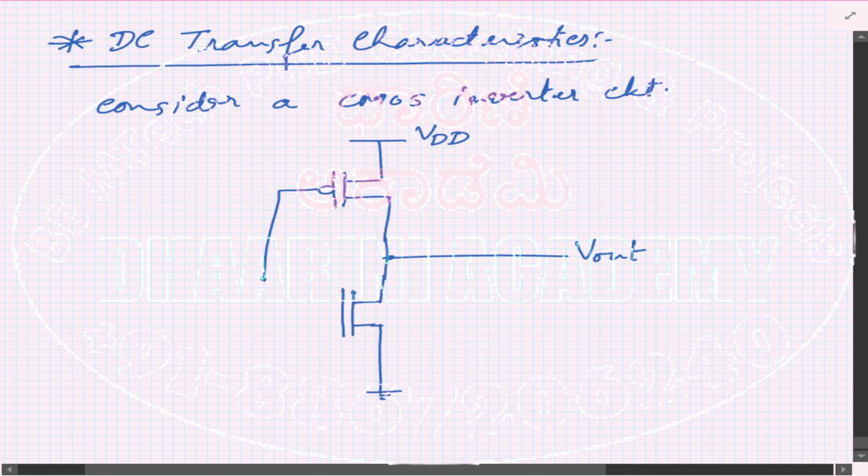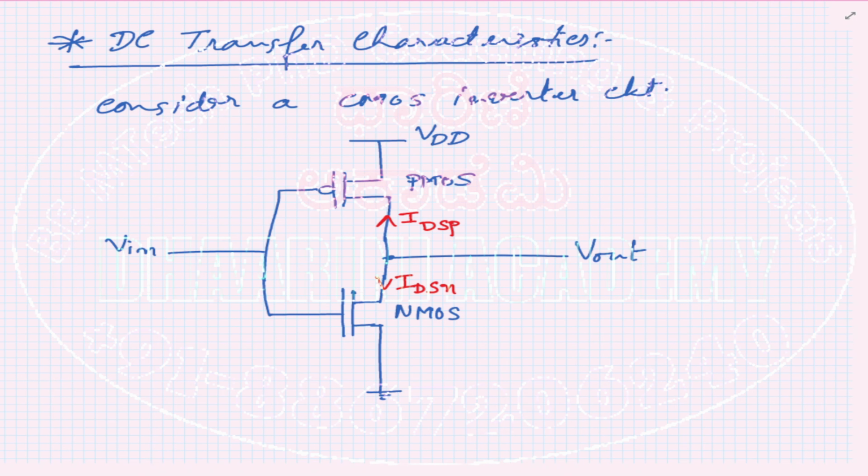This is an NMOS, and the input goes to the PMOS as well as the NMOS in this fashion. So this is the V in. This is a PMOS device, and this will be the NMOS device. Now we'll mark some currents here for our reference. There is IDSP, the drain to source current of the PMOS. Very similarly, IDSN is the drain to source current of the NMOS.